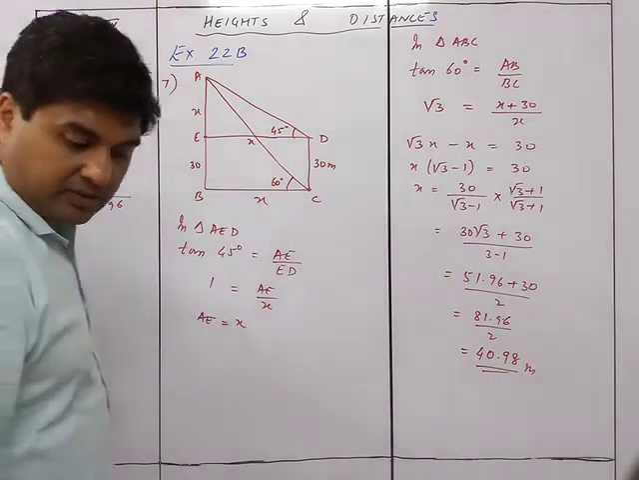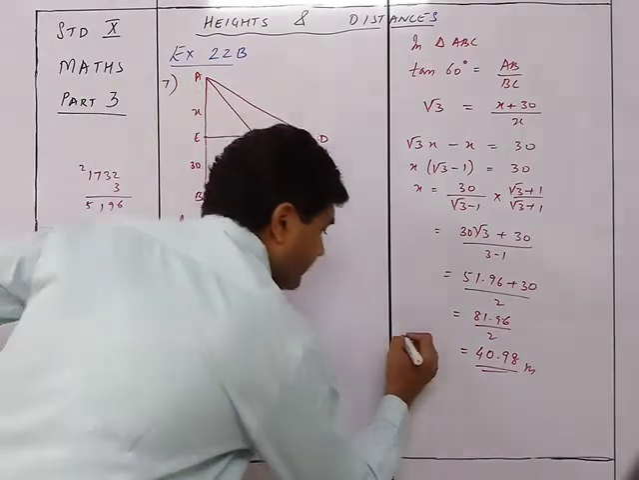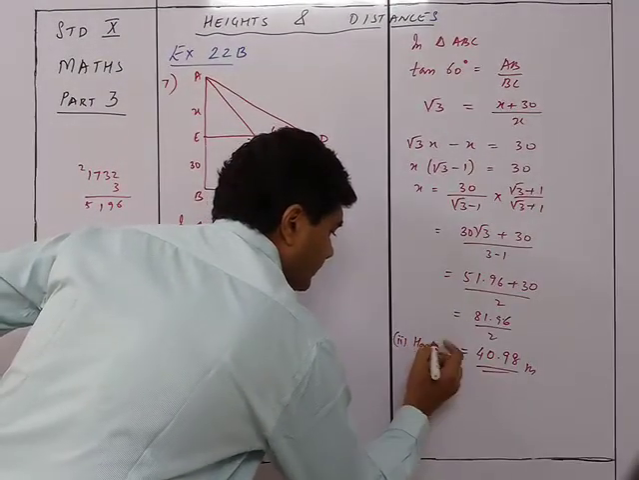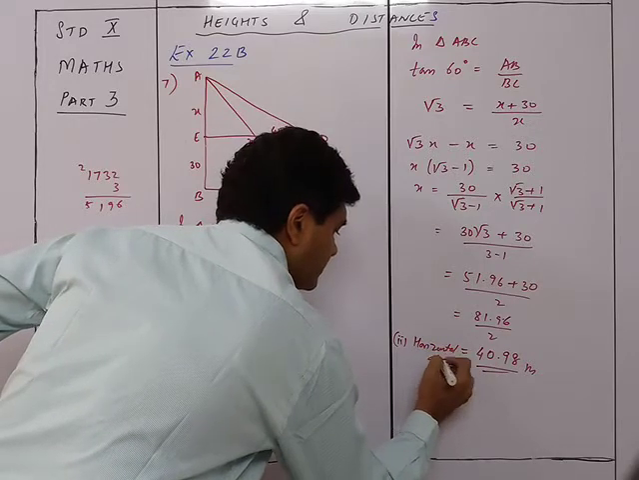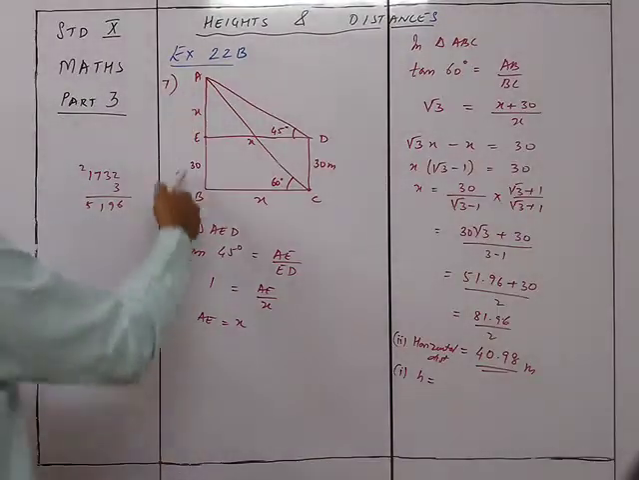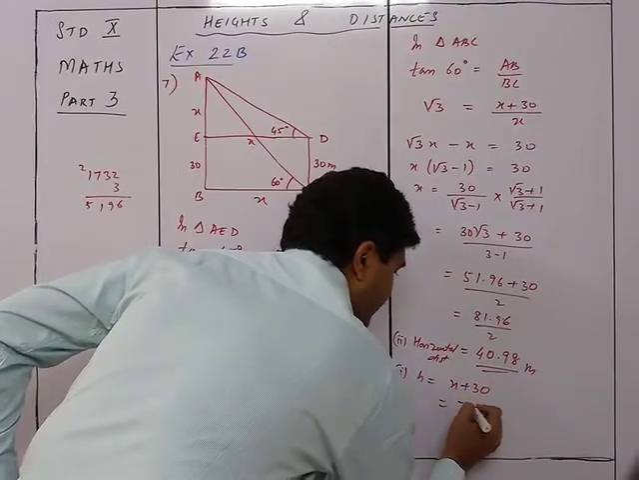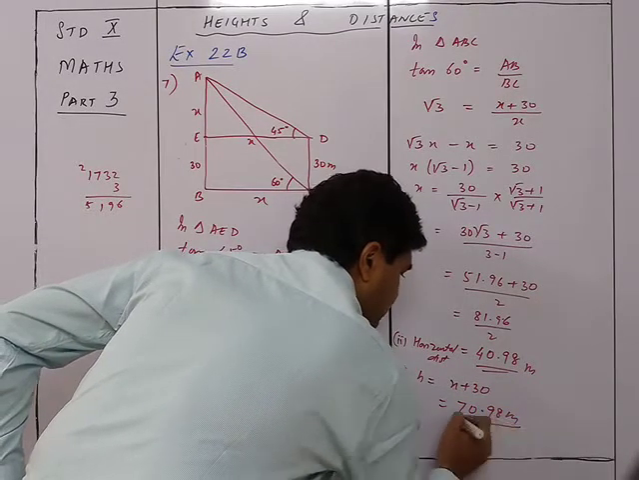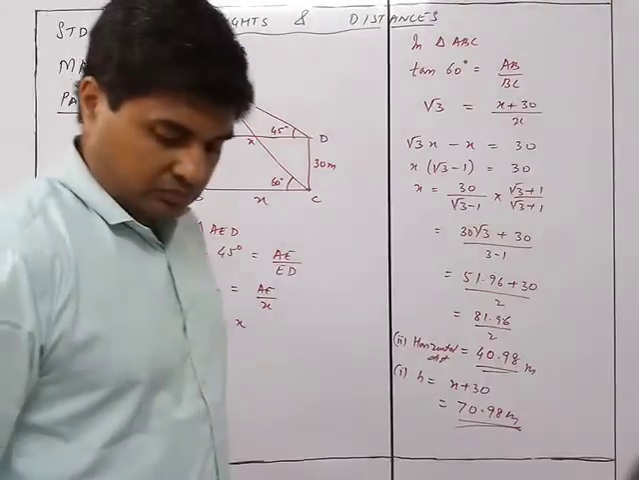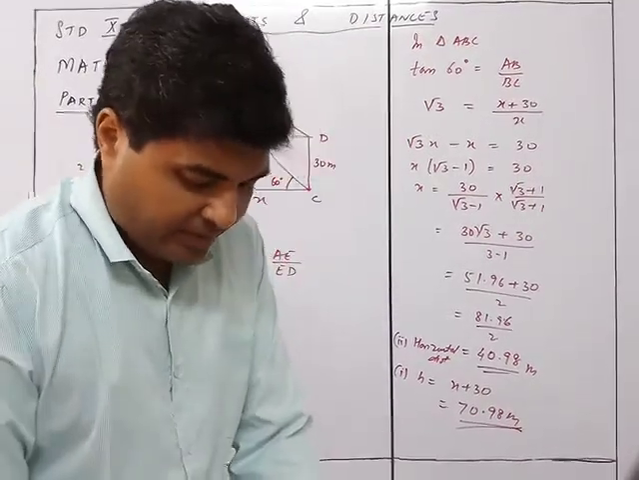So that is the width, the distance between the two things, the horizontal distance. That is the second part. Now we need to find out the height. Now height is nothing but h, x plus 30. H is equal to x plus 30, which is equal to 70.98 meters. Clear? That was sum number 7. Let us check the answers. Yeah, 70.98 and 40.98.